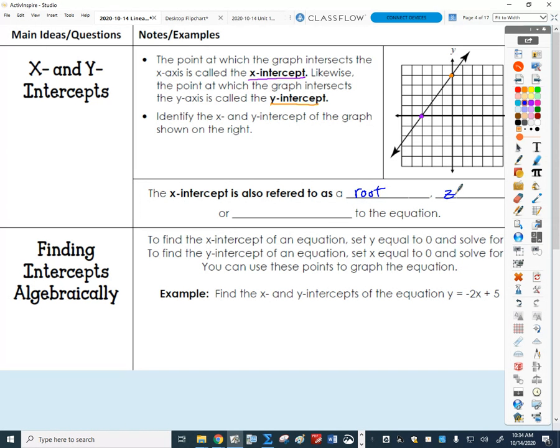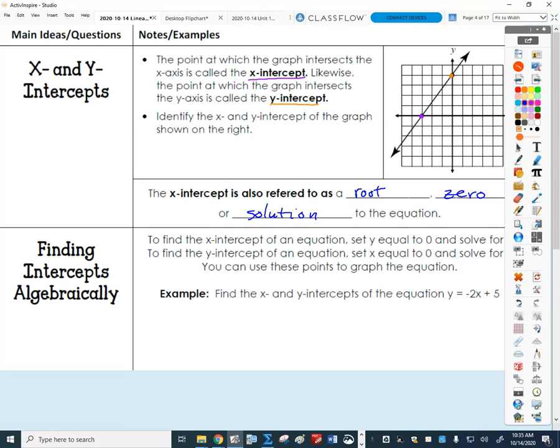We might call it a zero, or we might even call it a solution, depending on the context. And we'll talk about each one of those in detail throughout the year as we go through problems and the context shifts a little bit. It might be more appropriate to talk about a zero than a solution in some cases, right? Okay. So how do we find x-intercepts and y-intercepts?